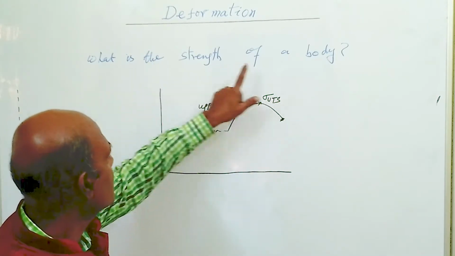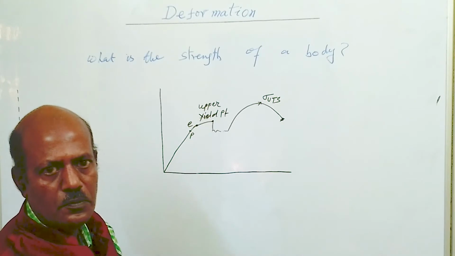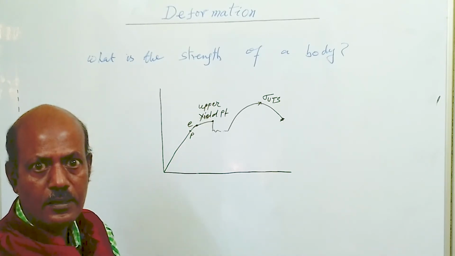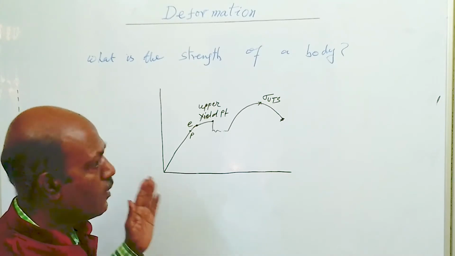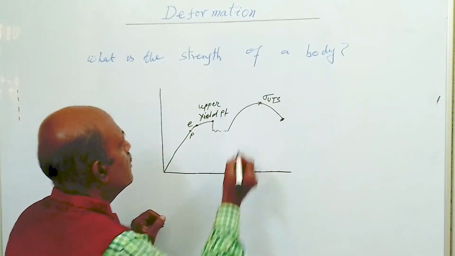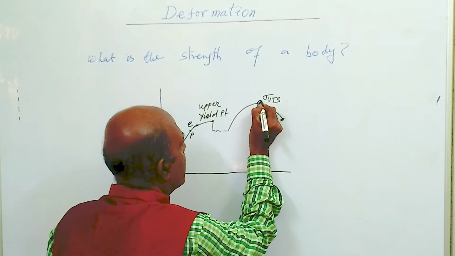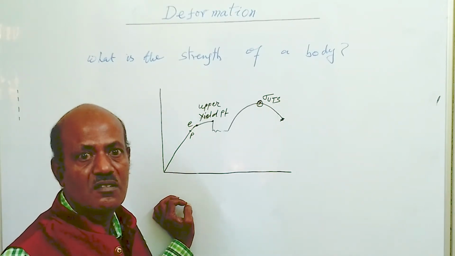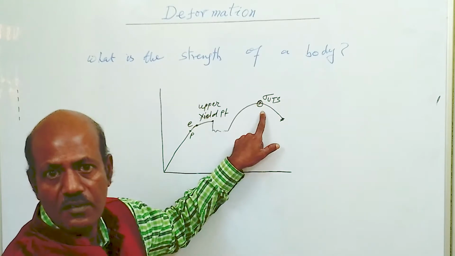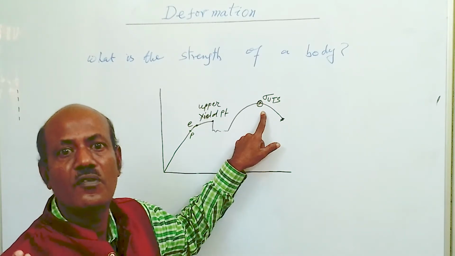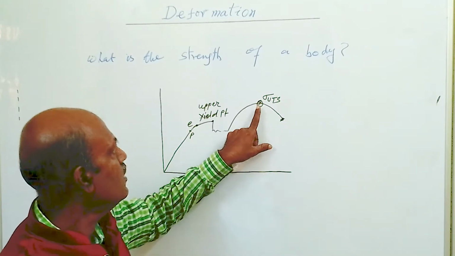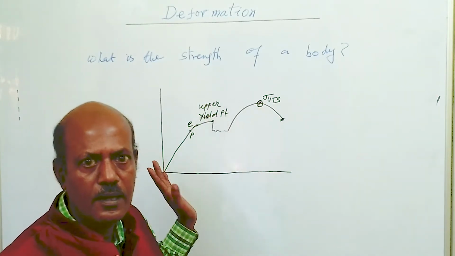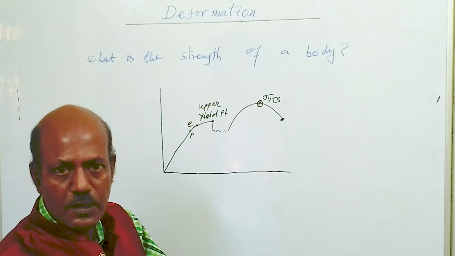So what is the strength of the body? As per material science, this is the maximum load taken by the body, or the maximum stress developed in the body before the body fails. So this is the actual strength of the body. So sigma UTS is known as the actual strength of the body.